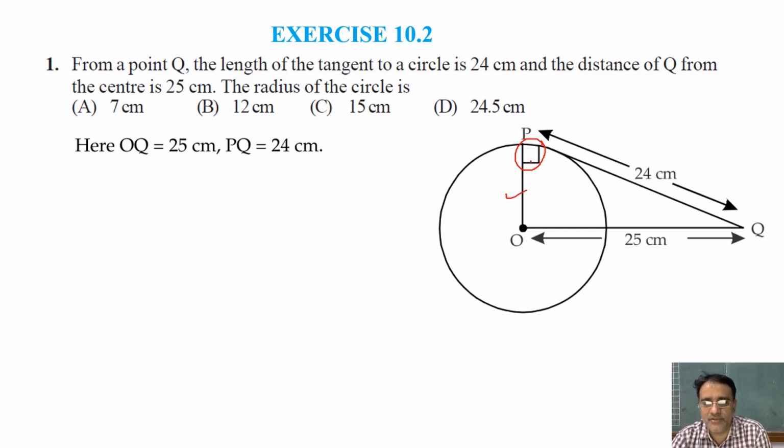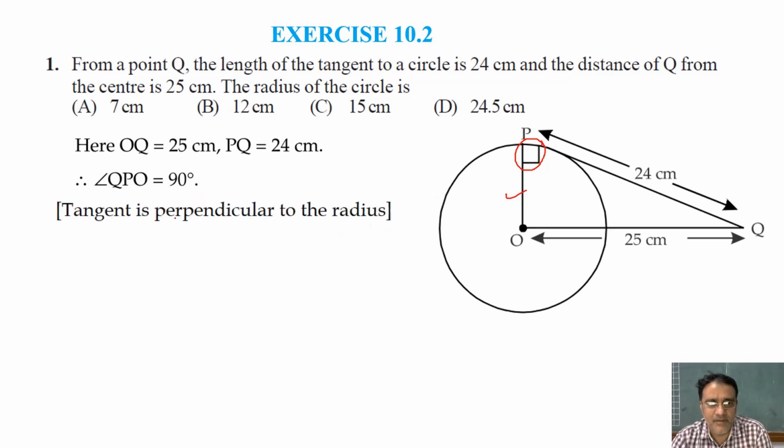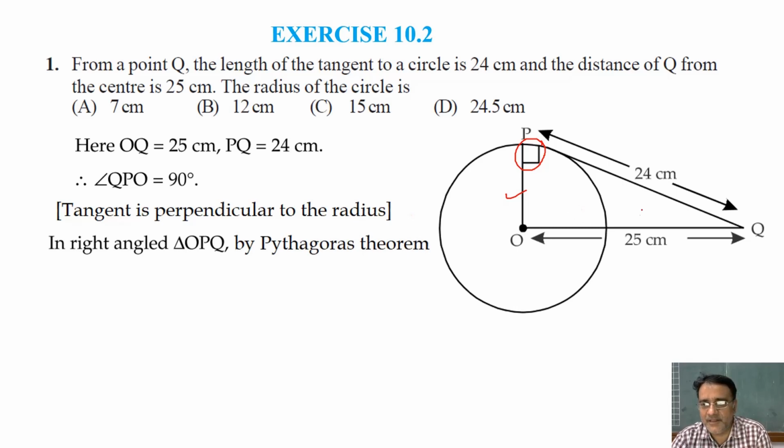So first we have to show that this is 90 degrees. Why? Because the tangent is perpendicular to the radius. Now we can apply the Pythagoras theorem. OQ square is equal to OP square plus PQ square. Now we'll substitute the value of OQ as 25 and PQ as 24, and we have to find OP.